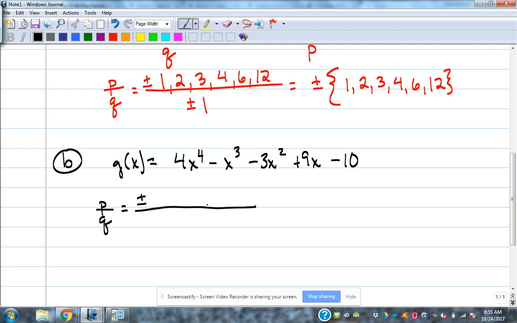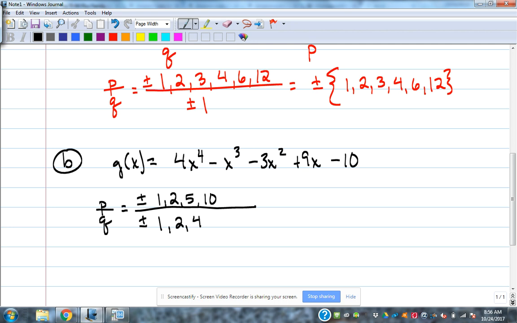So on the top, we want the factors of what number? The factors of the 10, it's the constant on the end. So what are the factors of 10? 1, 5, and 10. And then on the bottom, we want the factors of 4. This 4 that's in the very front. Leading coefficient is what that's called. Okay. What are the factors of 4? 1, 2, and 4. Okay, so we've got 3 numbers on the bottom now.